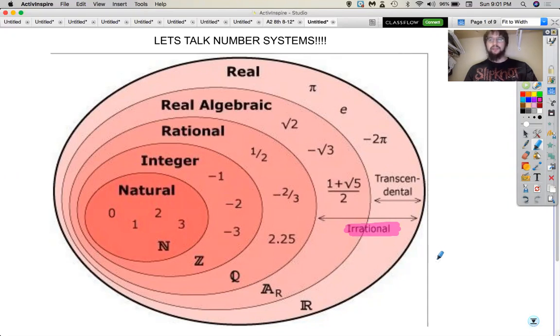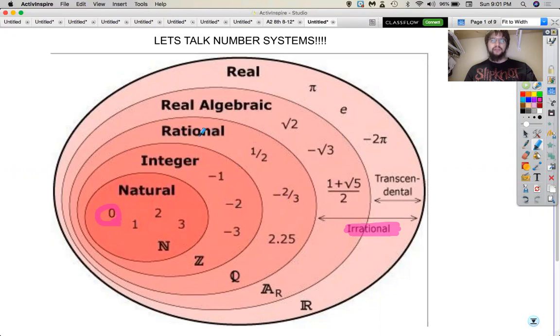So for this class and for my purposes, we're going to call 0 a natural number. So natural numbers are 0, 1, 2, 3, those things you can count on your fingers. Integers are the natural numbers plus all the negatives of the natural numbers. So -1, -2, -3, and 0, 1, 2, 3 are integers. This is like a big Venn diagram here, so everything inside is included.